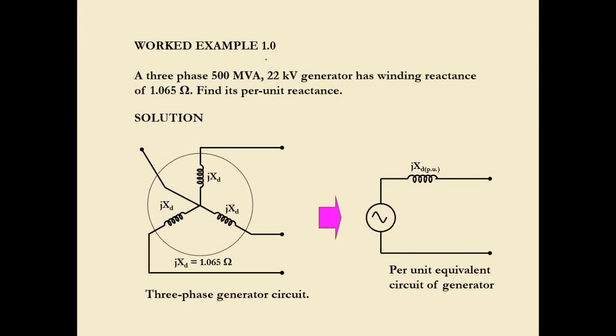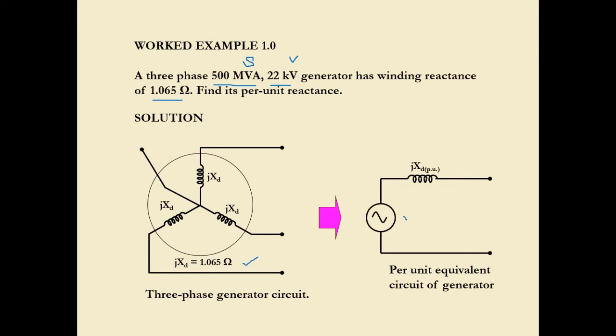So worked example number 1, a 3-phase 500 MVA. This is the value again for the parent power, the power S. 22 kV. This generator has a winding reactance of 1.065 ohm per phase. Find its per unit reactance. So the XD is equal to 1.065 ohm.